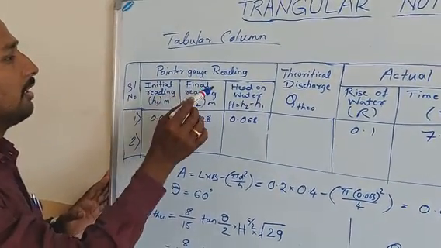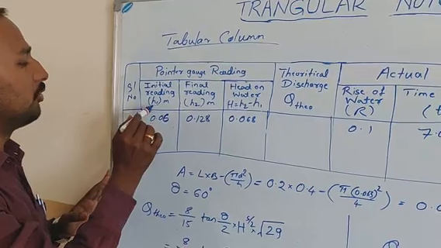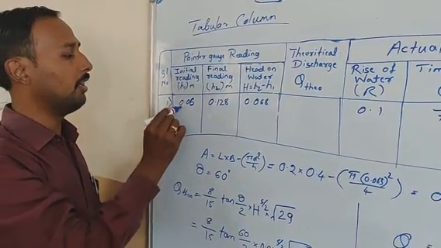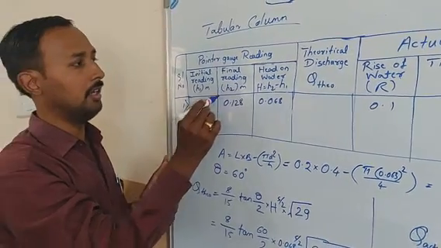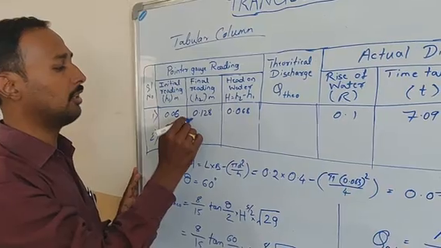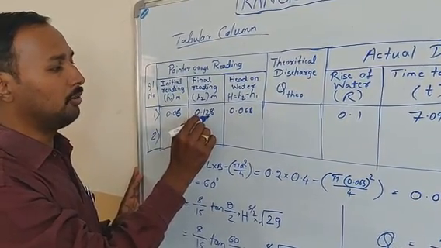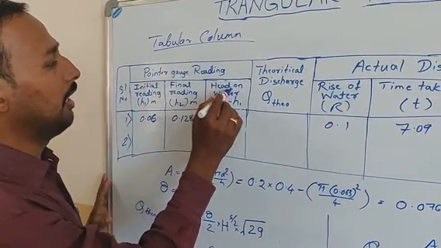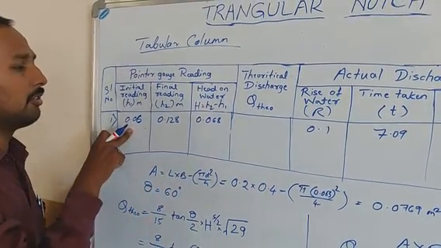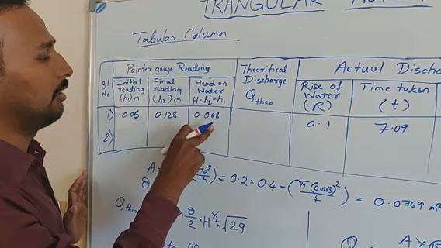This is the pointer gauge reading that we have taken as the initial reading. This is 6 cm. We have to convert it to meter, 0.06 meter. Next, the final reading is 12.8 cm. It is converted to 0.128 meter. Here head of water is equal to H2 minus H1. 0.128 minus 0.06 is 0.068.